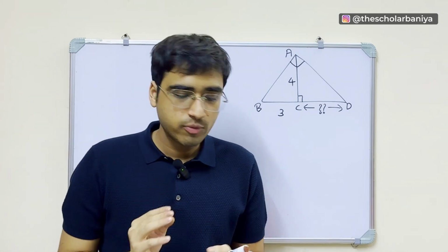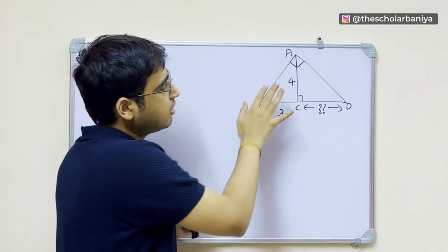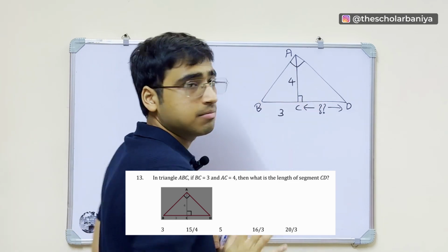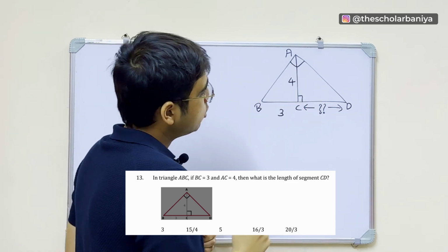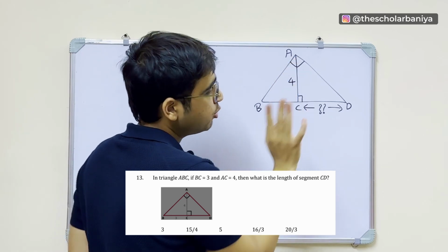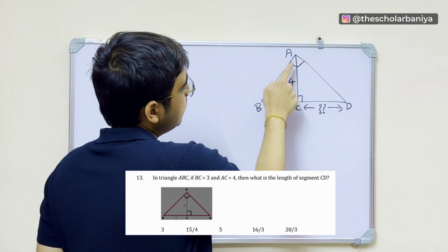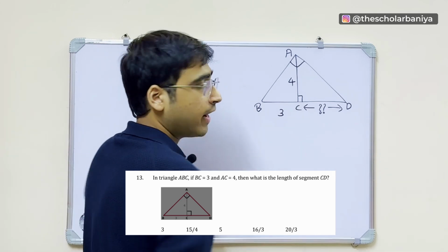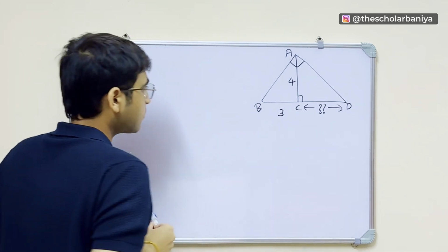So let's move on to the next question, guys. In this question, we are given a triangle ABD, which is a right angle triangle, right? And we also know that there is a perpendicular which is dropped from A to C, right? The length of AC is 4 and the length of BC is 3. We have to find the length of CD, right?